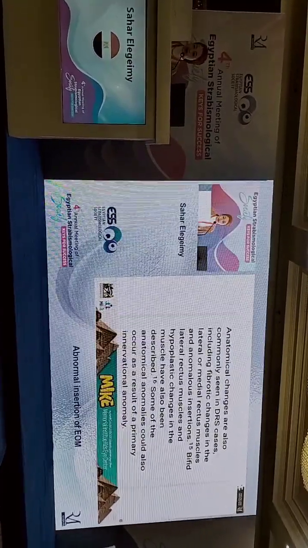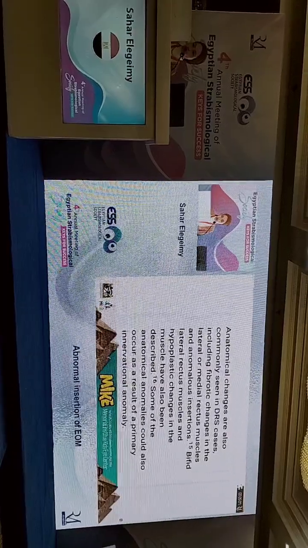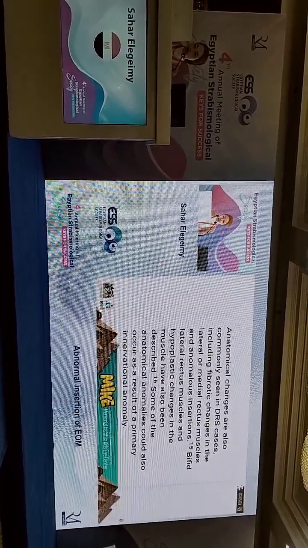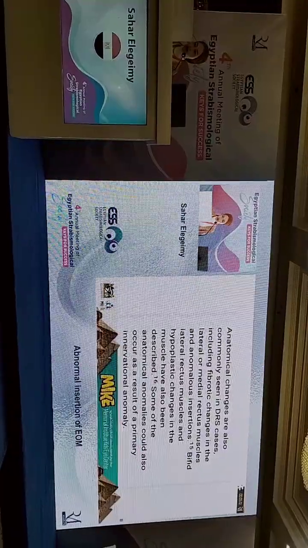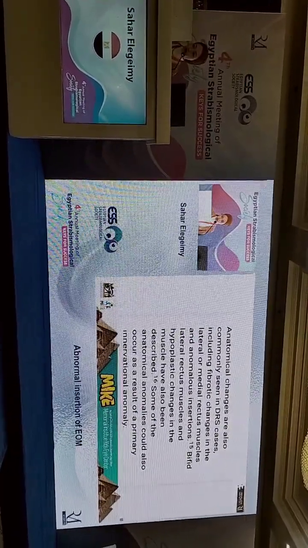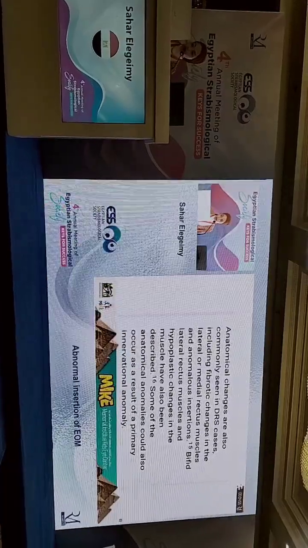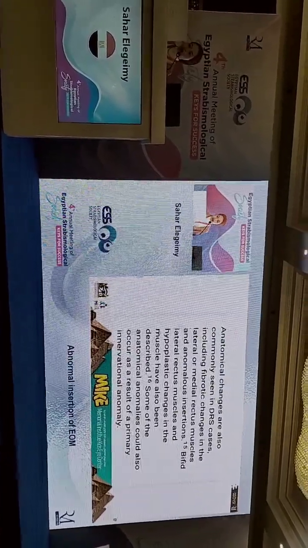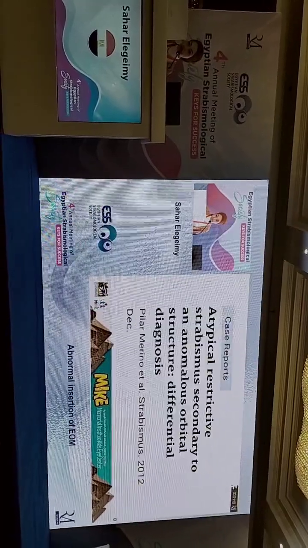I searched the literature about abnormal insertion in cases of Duane retraction syndrome, and I found this paper discussing that anatomical changes are also commonly seen in Duane retraction syndrome, including fibrotic changes seen in the lateral rectus and medial rectus muscle, anomalous insertion, hypoplastic changes in the muscle, and attributes some of the anatomical anomalies could also occur as a result of primary innervation anomaly.